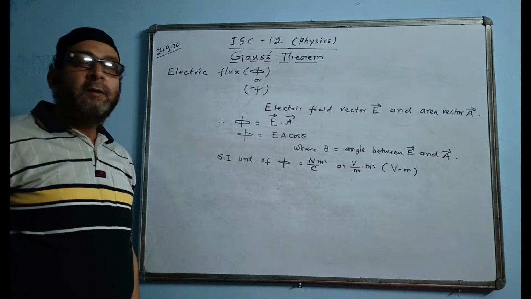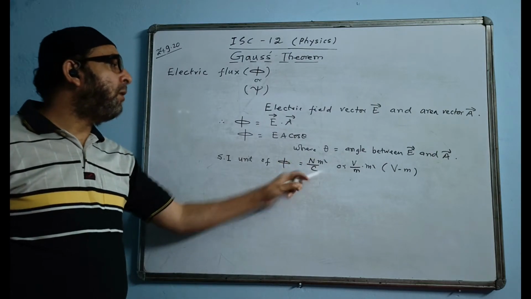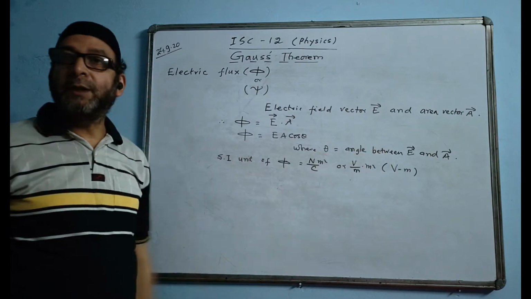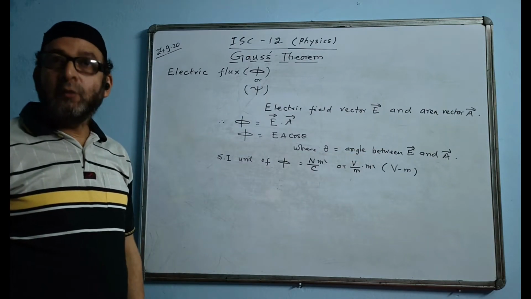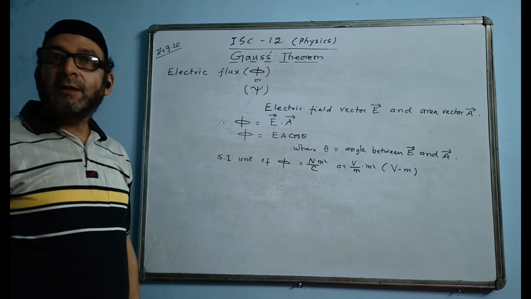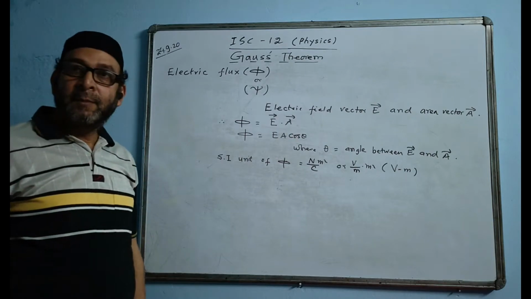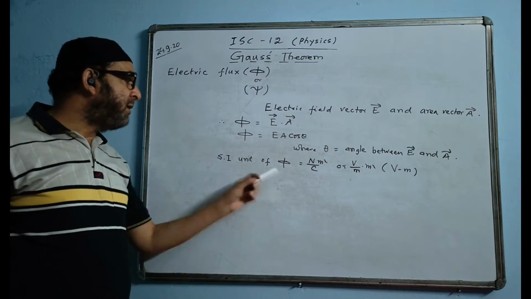So, what is the SI unit of electric flux? You can say Newton meter square per coulomb, or volt into meter, voltmeter. Don't say volt per meter. Volt per meter is electric field. But here, the answer is coming voltmeter, volt into meter, Vm. That is the SI unit of phi.